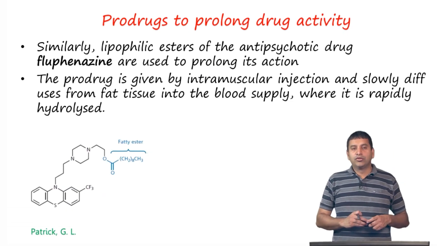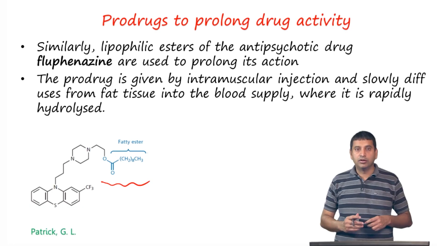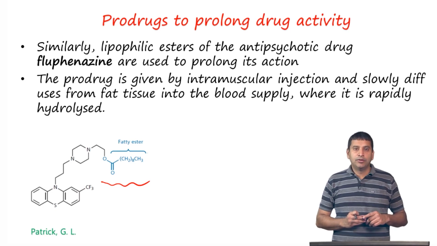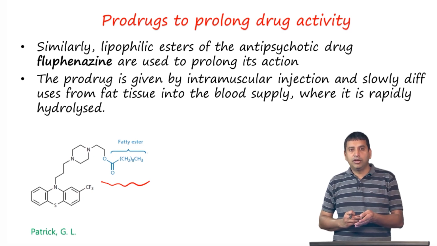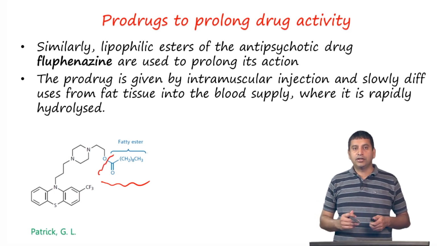Similarly, you can also use lipophilic esters. Here is an example of a 9 carbon appendage which you can use as a carboxylate on your active drug. Fluphenazine is given intramuscularly, and because it has such a large lipophilic group on it, it diffuses very slowly from the fat tissue into the bloodstream. Once it gets to the bloodstream, it is rapidly hydrolyzed to produce the active drug.